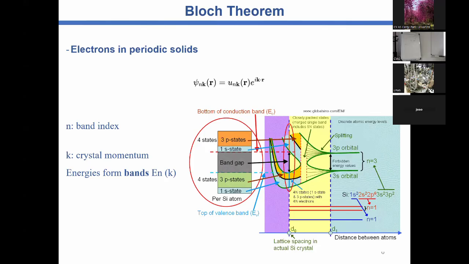So, for instance, here, this is the lattice spacing in silicon crystal. So this is the energy, the minimum energy of the electron. So it will give the equilibrium of the atom in this position.